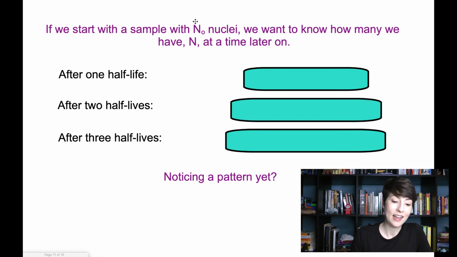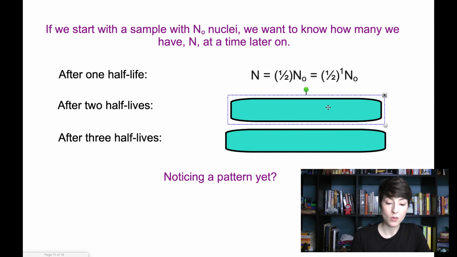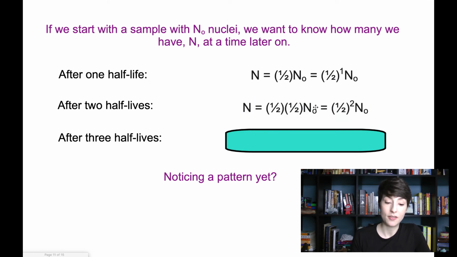Let's call this number N0. If we want to know how many nuclei we have left of our original material, a certain time later on, let's figure that out. After one half-life, we will have exactly half the nuclei that we started with. So in one single half-life, we'll have 1/2 of N0, the original number we started with. After 2 half-lives, we're going to have half of this number. So half of the number of nuclei we started with. That's equal to 1/2 squared times N0.